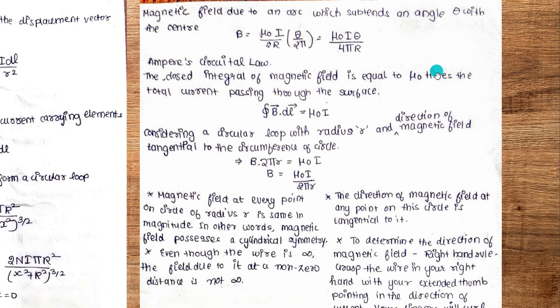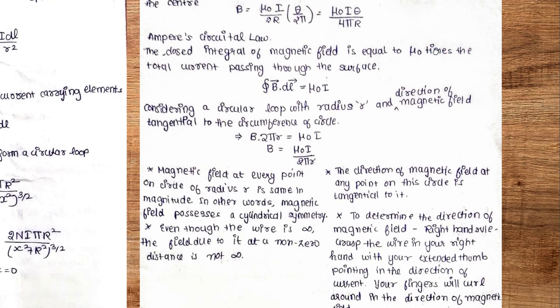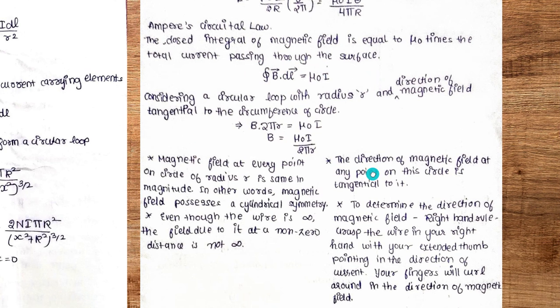Now coming to Ampere's circuital law. This is also very important. Now the closed integral. How do we pronounce this symbol? The closed integral of magnetic field is equal to mu naught times the total current passing through the surface. The closed integral of magnetic field through the current element is equal to mu naught times the total current passing through the surface. That is, closed integral of B vector dot dl vector is equal to mu naught times I.